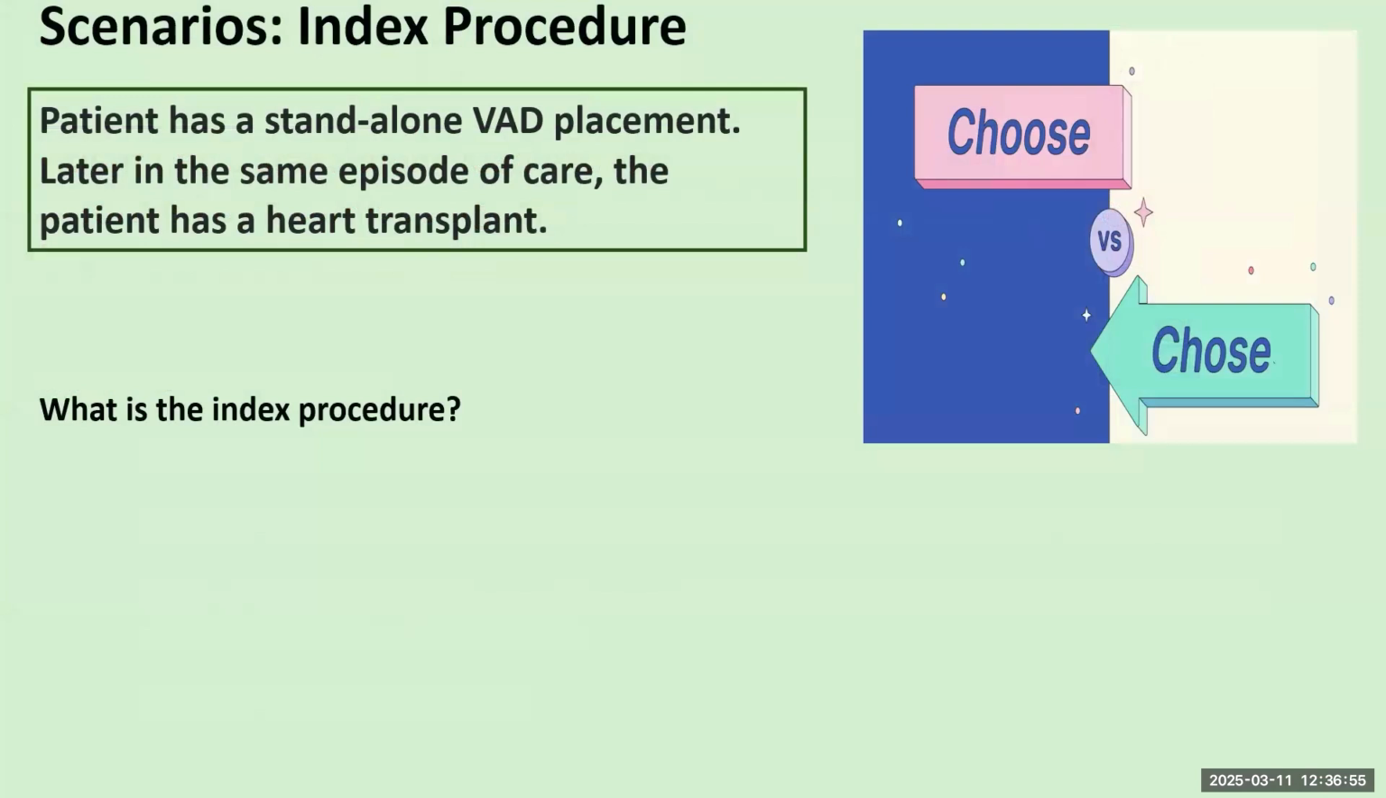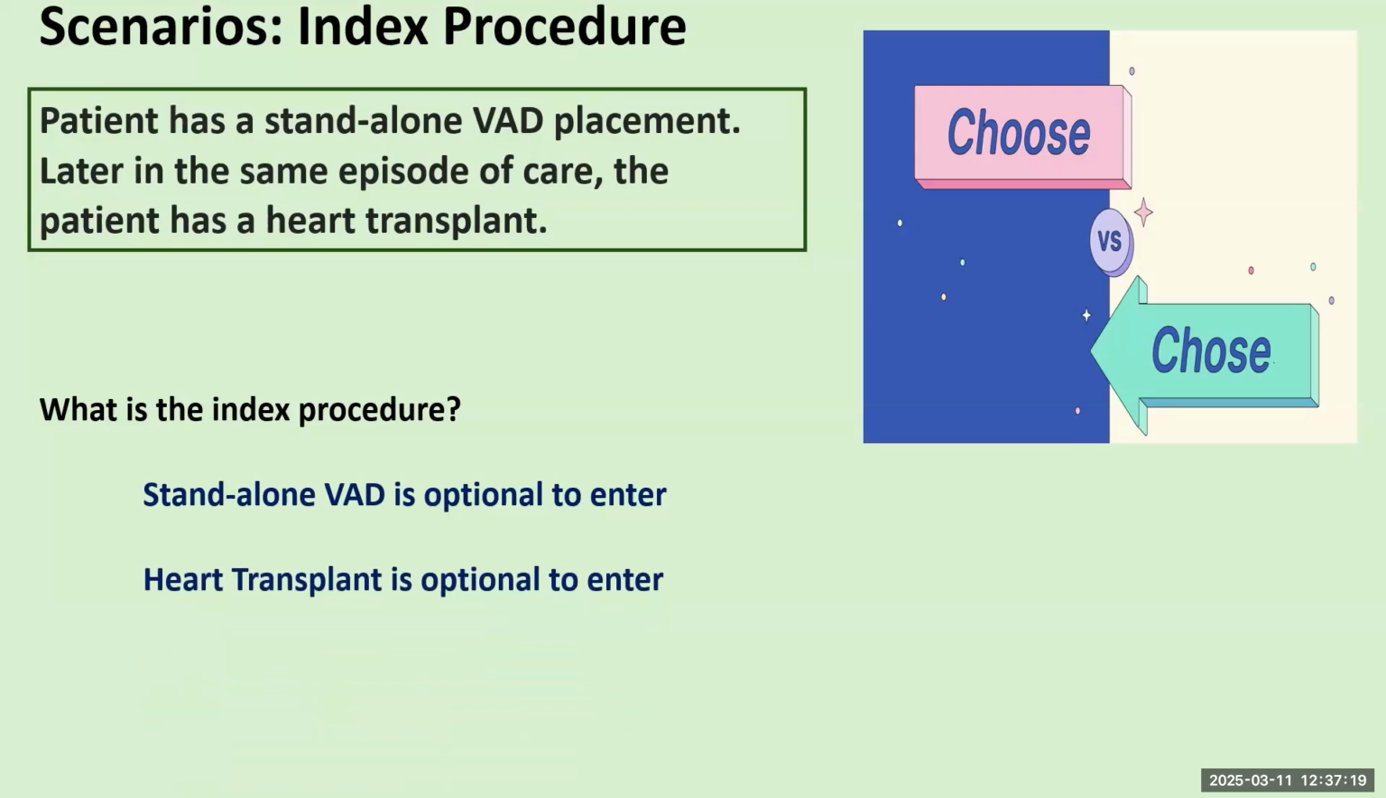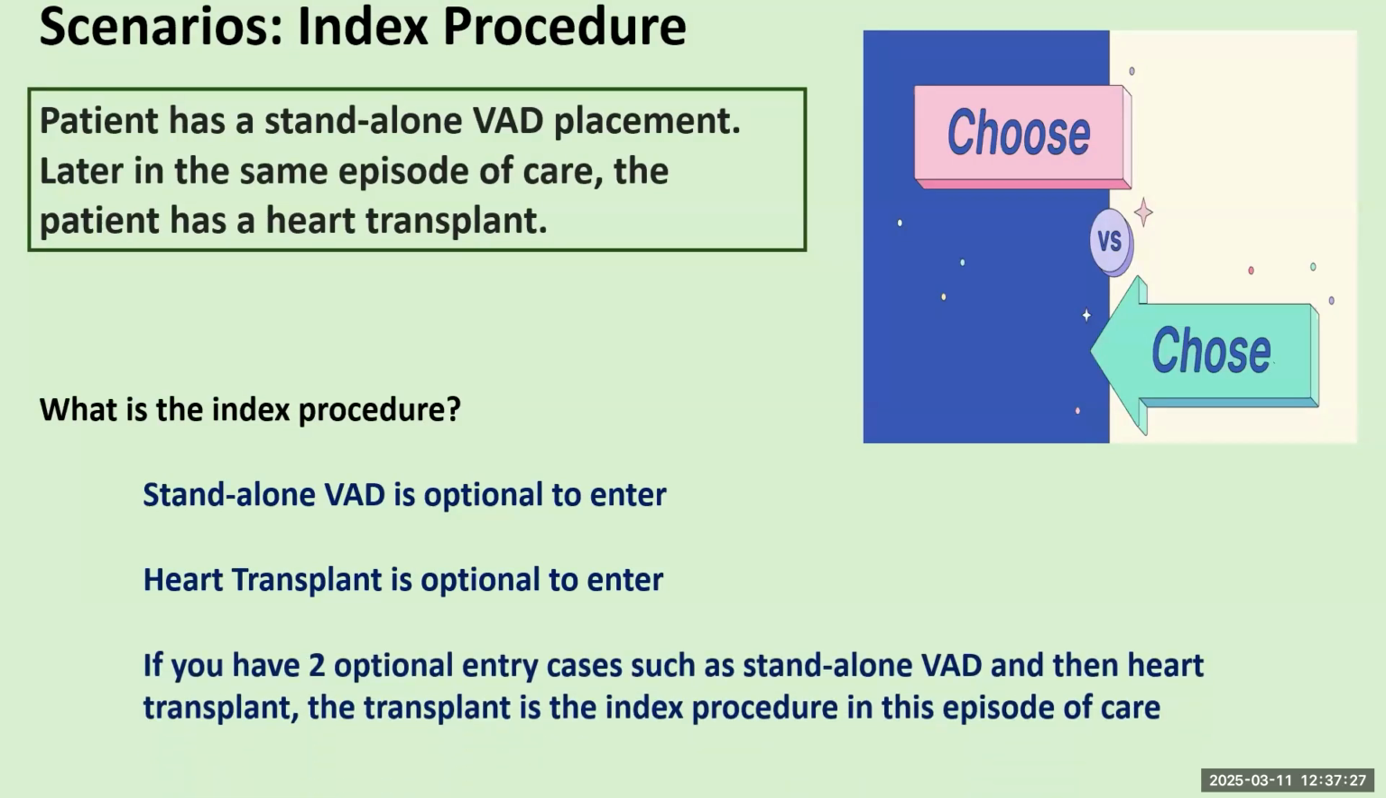Okay, we have another one. Patient has a standalone VAD placement. Later in the same episode of care, the patient has a heart transplant. What's your index procedure? Well, the standalone VAD is optional to enter. You don't have to enter those into our database. Heart transplants, standalone, are optional to enter. But if you work at a site where you generally enter these types of cases and you have a VAD and then you have a heart transplant, we ask that the transplant be the index procedure.